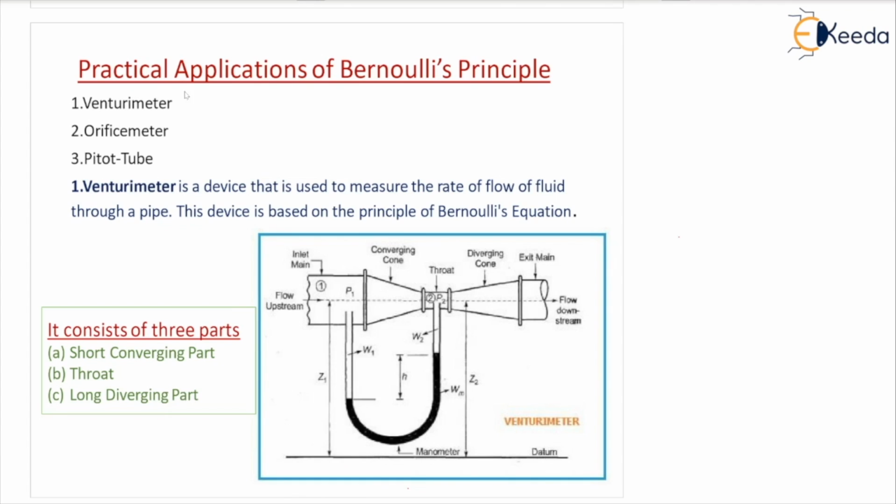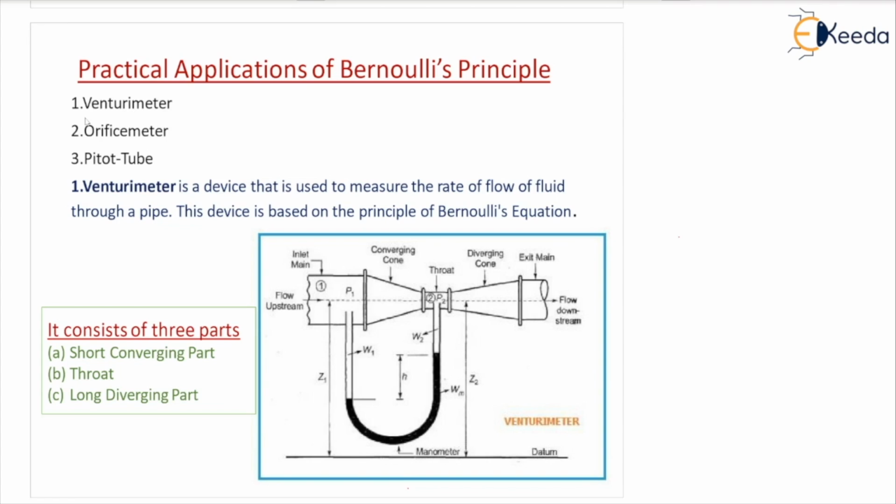As per Bernoulli's equation, it tells you about the conservation of energy principle. There are three important devices mentioned here: venturimeter, orifice meter and pitot tube. These three devices work exactly on Bernoulli's principle. We are going to see all three devices one by one.